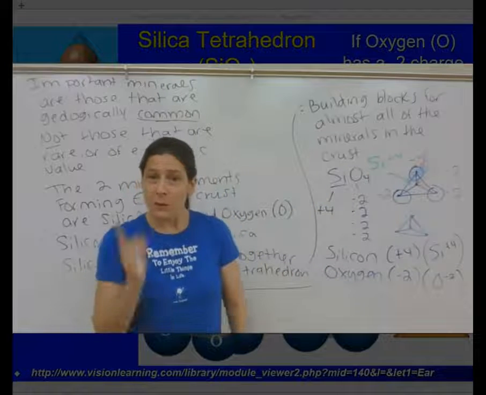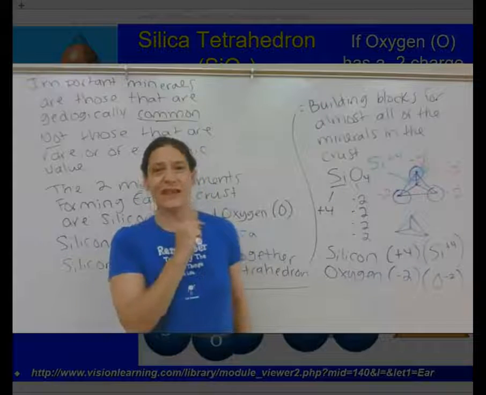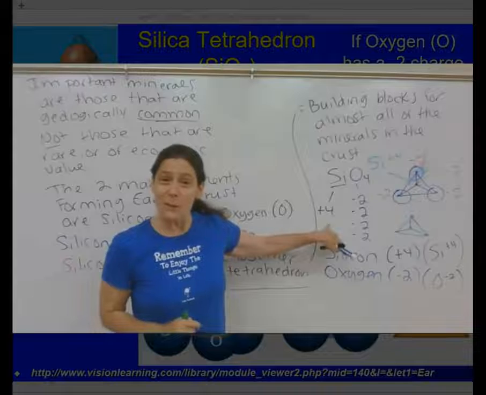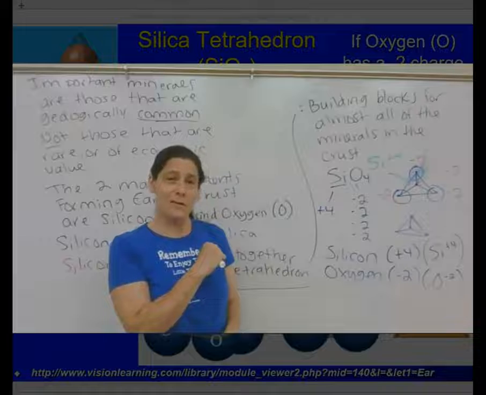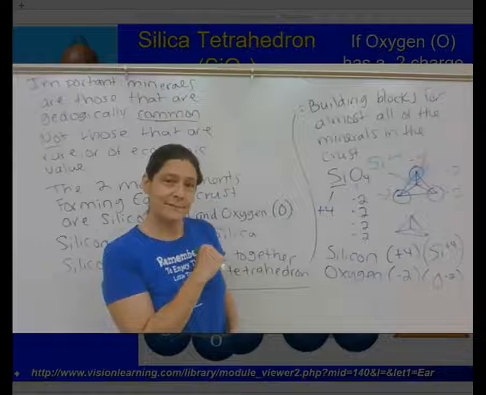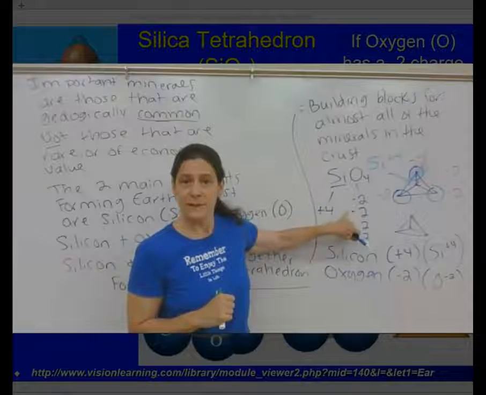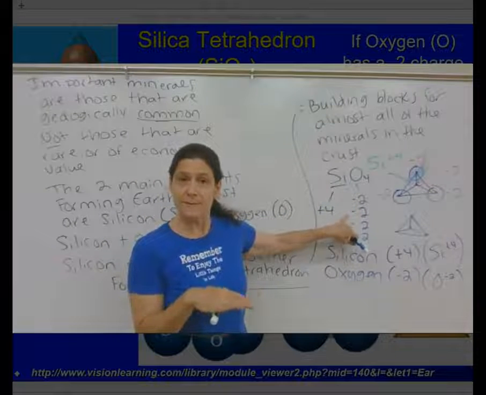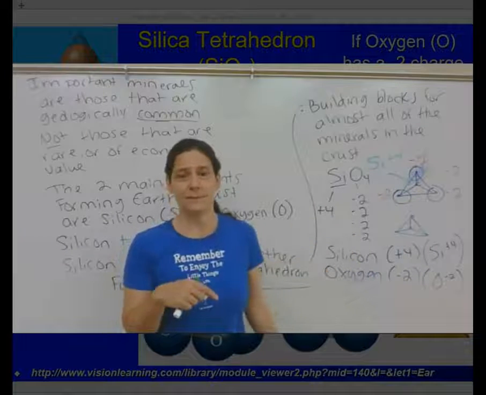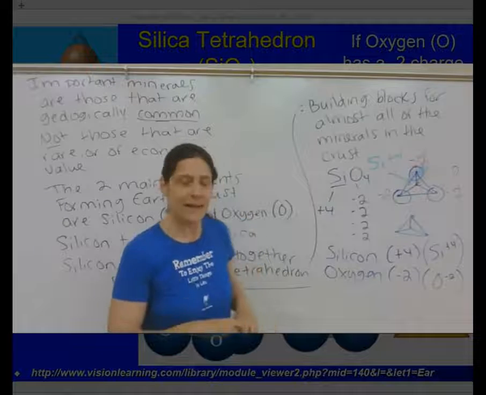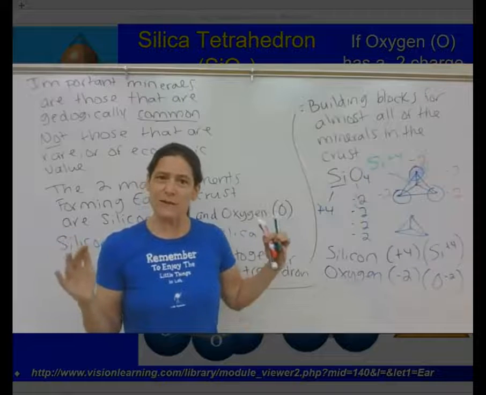I don't really care. What I want you to be able to tell me is the overall electrical balance of a single silica tetrahedron. If it has 1 plus 4 charge and 4 negative 2 charges, what's its overall electrical charge? Negative 4. That plus 4 and that negative 2 and that negative 2 cancel each other out. Then there are 2 additional negative 2s left over, which makes a negative 4. That's your math. Not that bad. Those cancel each other out, and that just leaves a negative 4 charge left behind.